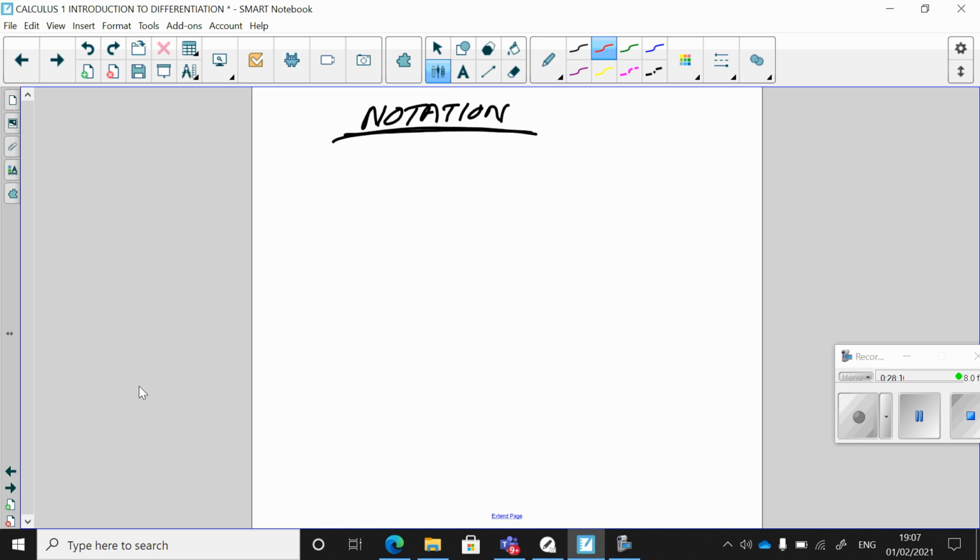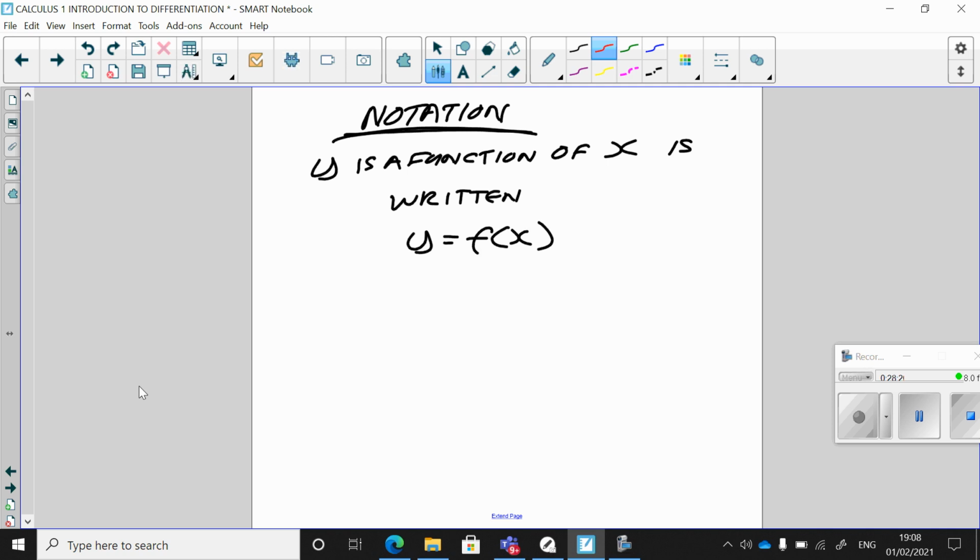Okay, I'm going to talk about notation now. If y is a function of x, they're connected. So y equals mx plus c. Y is a function of x. They're saying that y equals f in front of x in a little bracket. Well, the way that's enunciated is f of x. Okay. Y is a function of x.